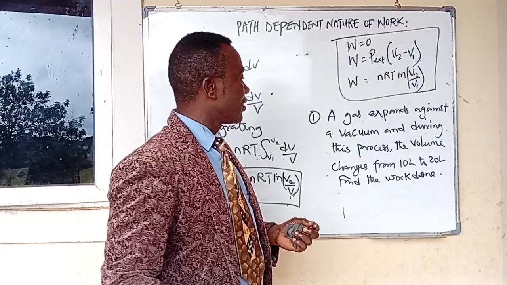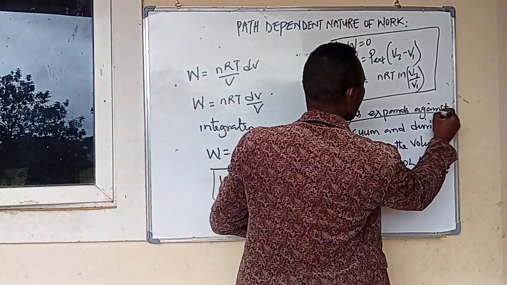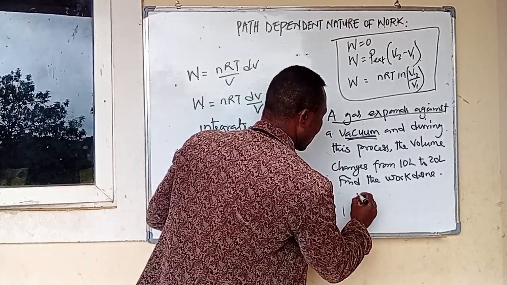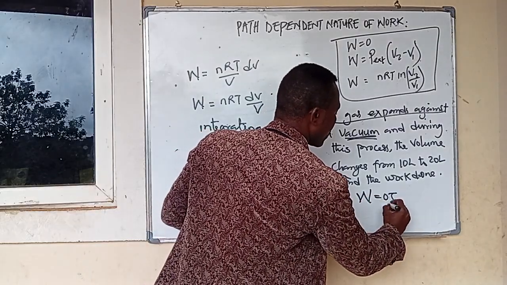Now we don't need to solve anything. So far the expansion is against a vacuum, it simply means that the work done will be equal to 0 joules.